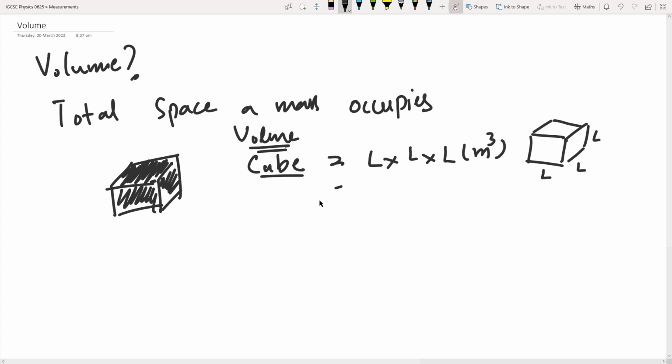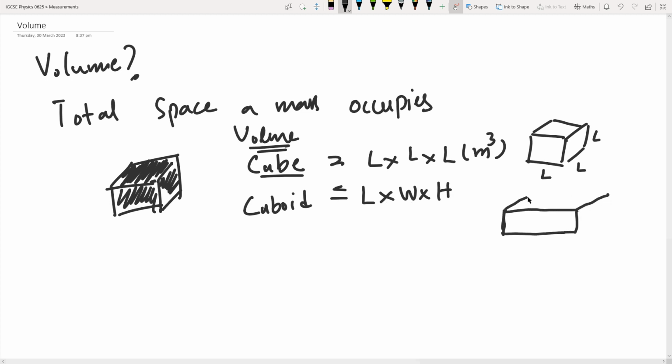It's the cube, right? Then we have the cuboid, and a cuboid is a rectangular shape, so it is going to have length into width into height. So let me draw a cuboid. I'm going to draw a cuboid something like this, so that all three sides are different. So that is going to be the height, this is going to be the width, and this is going to be the length. So again, the unit is going to be meter cube.